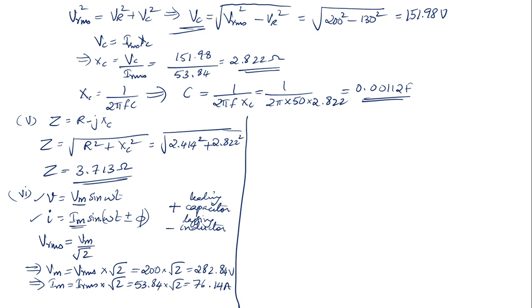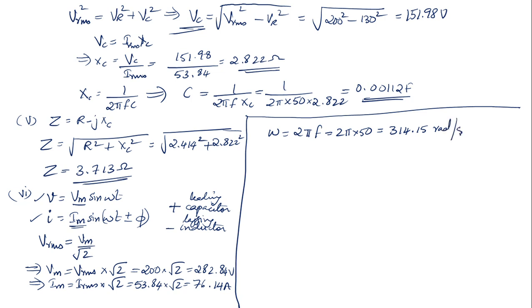Next I need to find out the value of omega. So I will just continue it over here itself. Omega is the angular frequency, and you have already been given the value of frequency in hertz. So omega is equal to 2 pi into f radian per second. So you have 2 pi into 50, and on solving you will get it as 314.15 radians per second. Right, so you need to give the value of angular frequency.